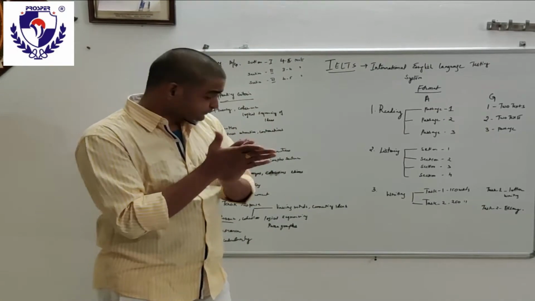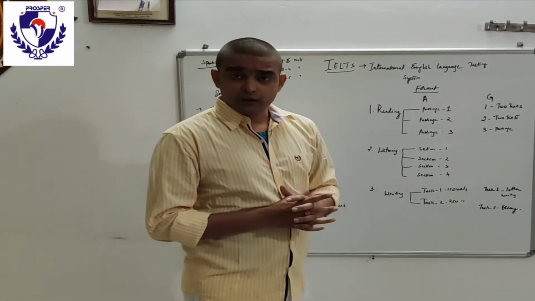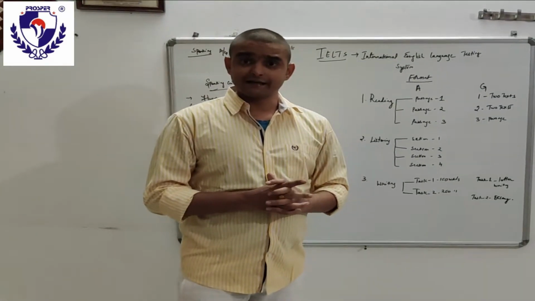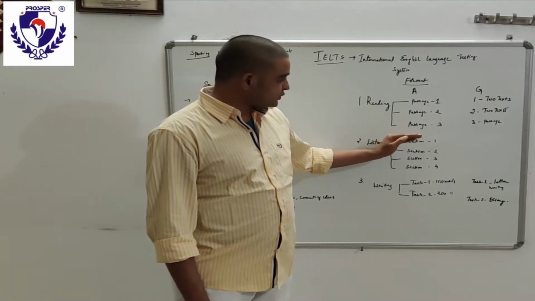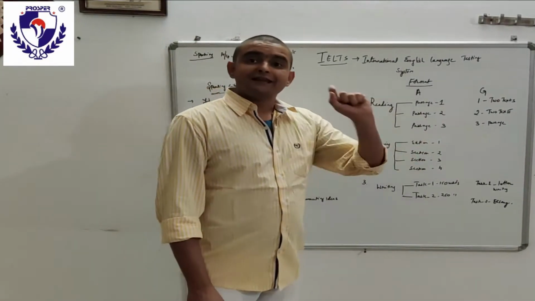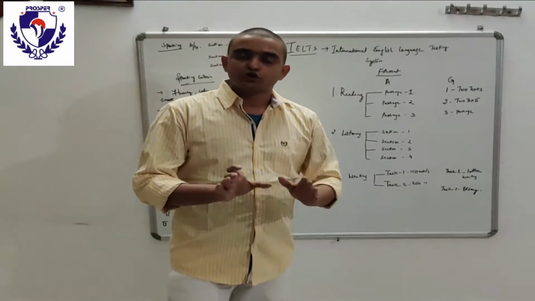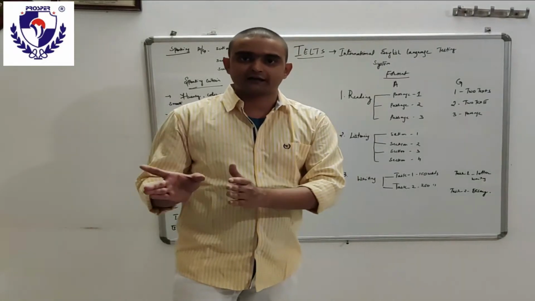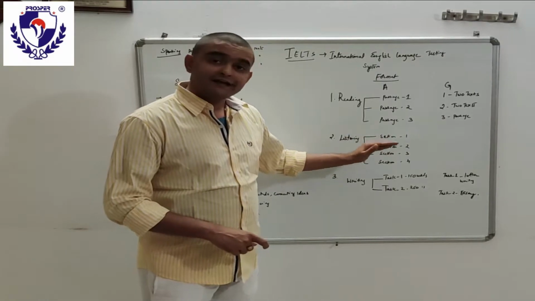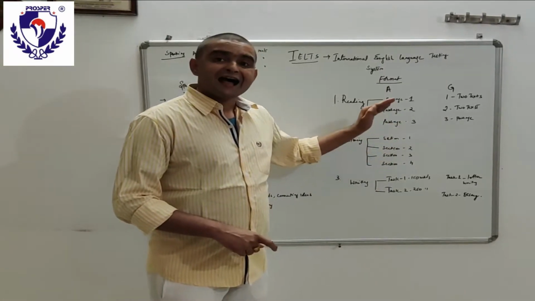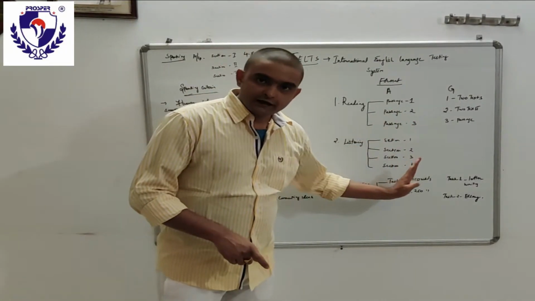Now let's look at the listening module of the test. The first thing you will do when you appear for the examination is the listening module. The listening module has 4 sections. Section 1, 2, 3, 4. Please note that the listening module is the same for the general test and the academic test. Now in section 1, 2, 3, 4, each of these sections has 10 questions. On the whole, you will work on 40 questions.